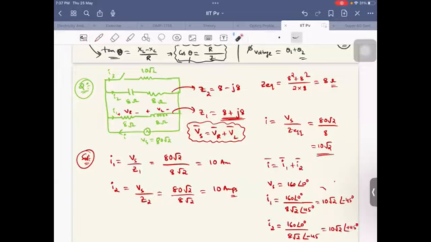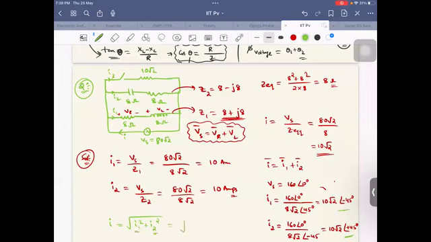Now you can clearly see how much angle difference there is between these two vectors: 90 degrees. Then you know the resultant. The resultant of two vectors, I net or I, is under root I1 square plus I2 square plus 2 I1 I2 cos delta phi. The phase difference between them is 90, cos 90 is 0, so simply I is under root of I1 square plus I2 square.